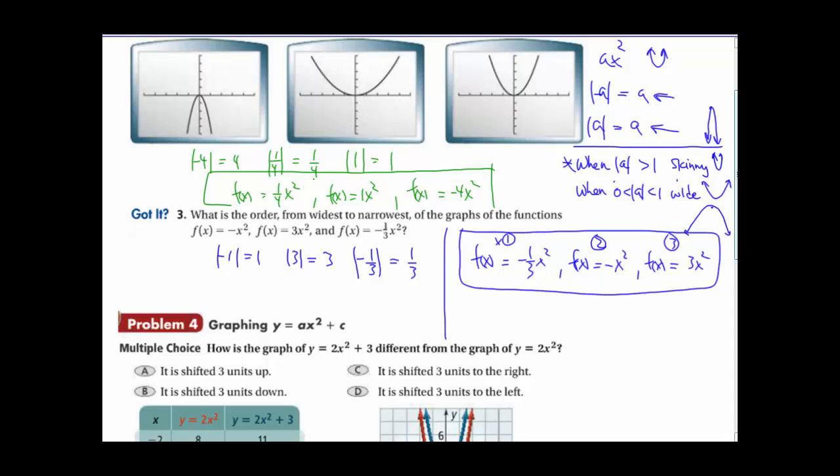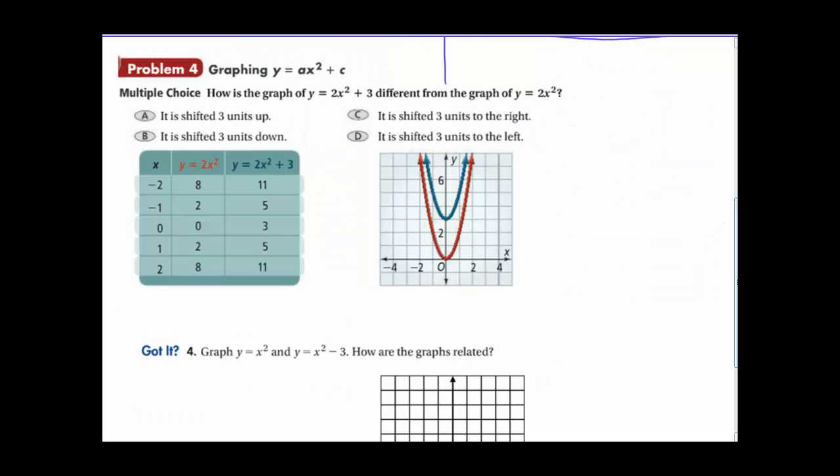All right, on to number 4. When we look at graphing y equals ax squared plus c, this is a multiple choice question: how is the graph of y equals 2x squared plus 3 different from the graph of 2x squared? Without even looking at the graph or the table, if we concentrate on the 2x squared part, remember, both are positive, so we know both go up. The a term is 2, so a equals 2, and they both have the same width. The only thing different is this plus 3.